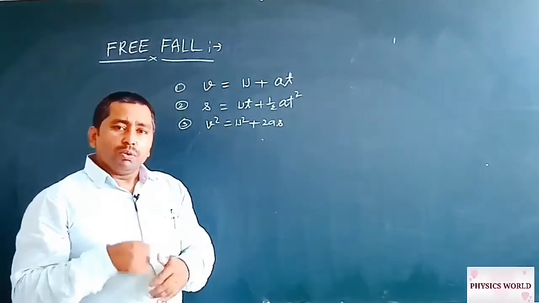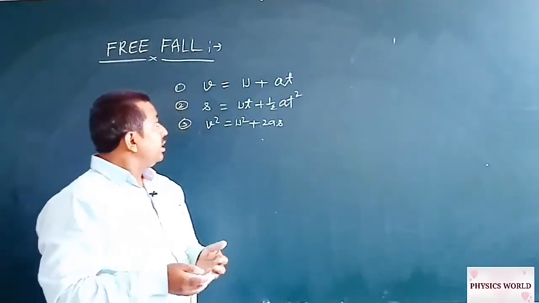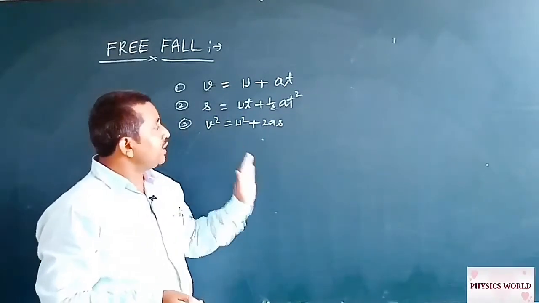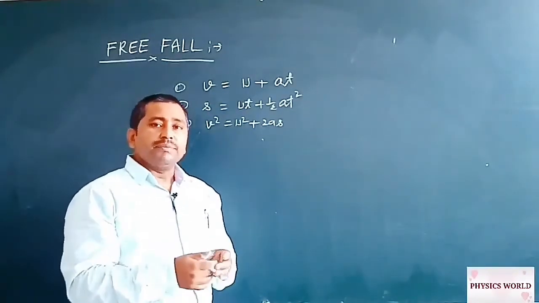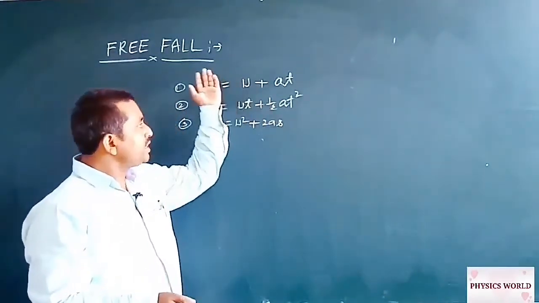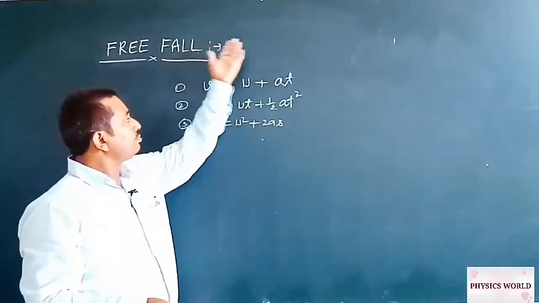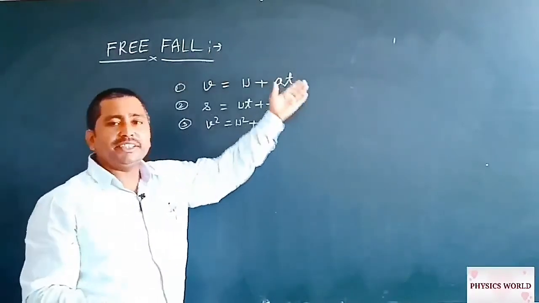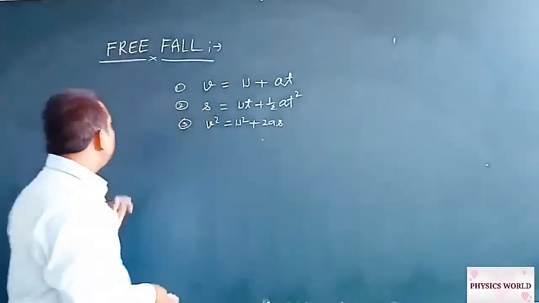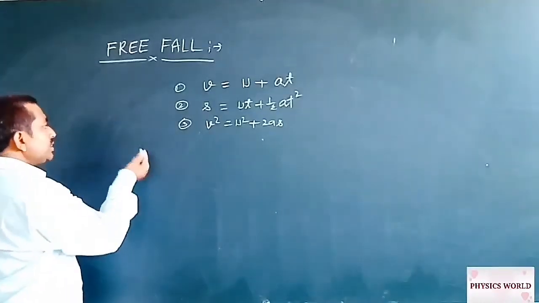Okay, so if any object is freely falling under gravity, then the acceleration a here can be replaced by a particular value g, that is gravitational acceleration. So all these equations will change and take a different form.